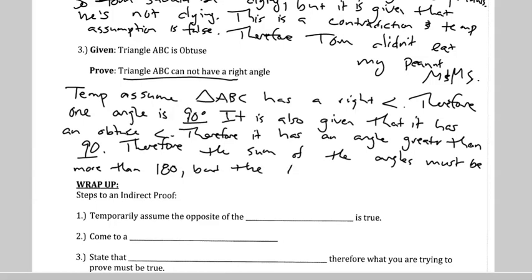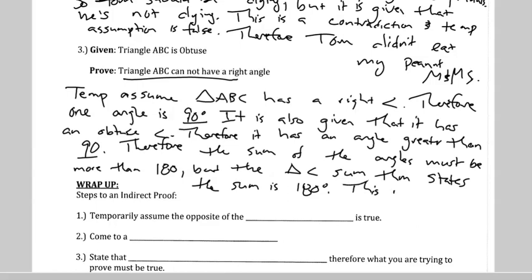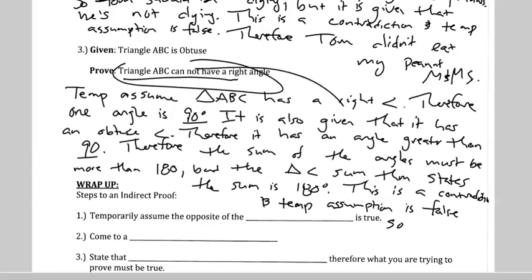But the triangle angle sum theorem states the sum is 180 degrees. This is a contradiction. I'm running out of room here. And the temp assumption is false. So what we're trying to prove goes here. Triangle ABC cannot have a right angle.